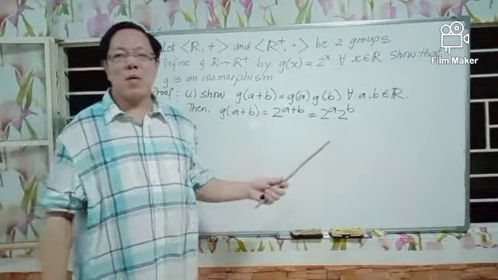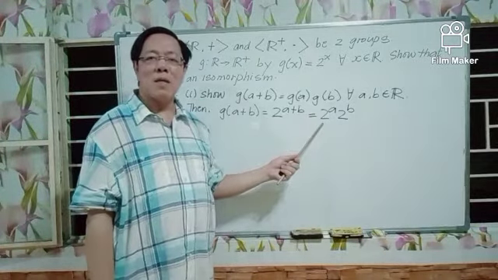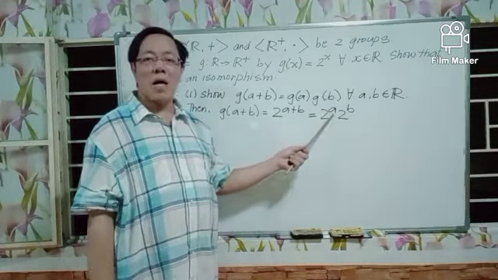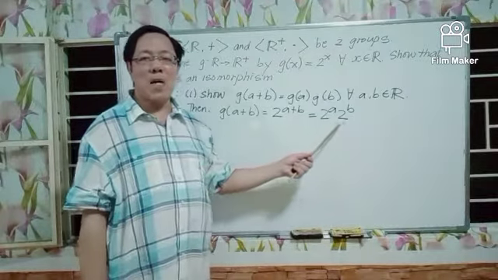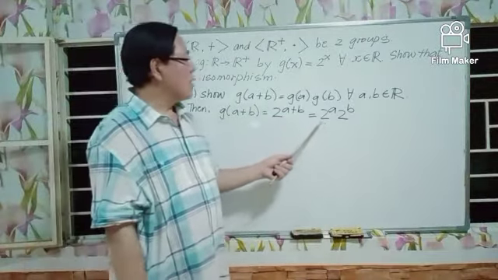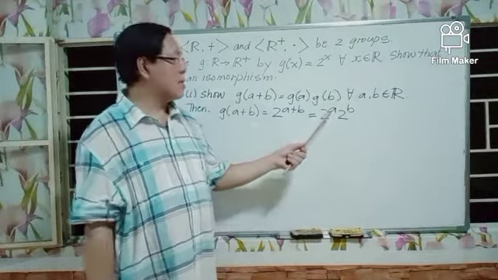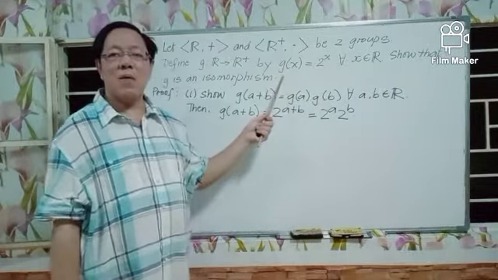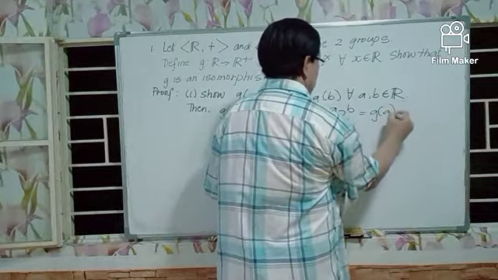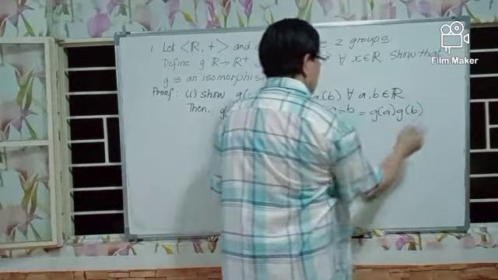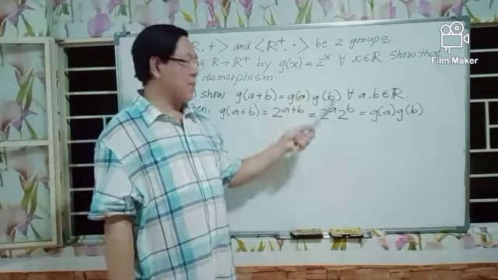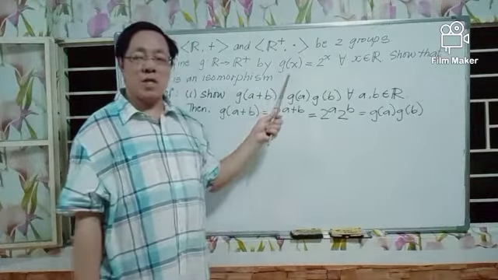This property of exponent says that if you are multiplying expressions with the common base, here the common base is 2, you add the exponents. So 2 to the power a multiplied by 2 to the power b is equal to 2 to the power a plus b. But 2 to the power a is equal to g of a. Similarly, 2 to the power b, your x now is b, is equal to g of b.